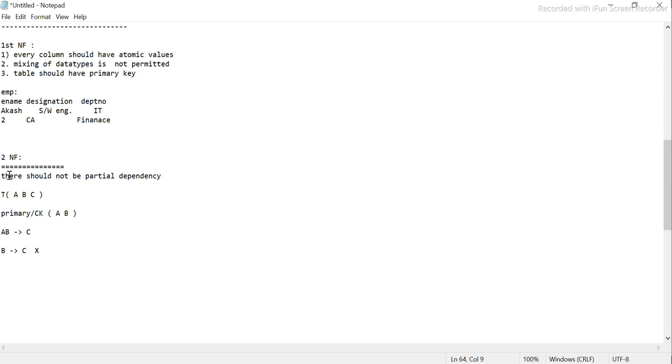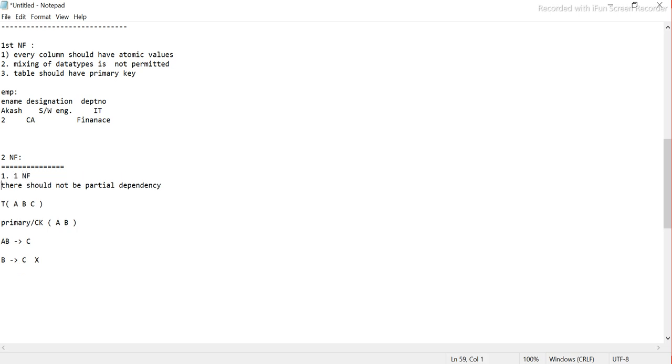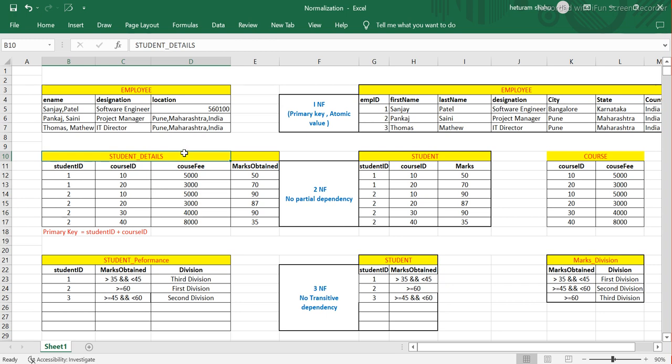The first condition should be, guys, that it should follow 1NF. It should follow first normal form, then only we can check for the second normal form. So it should already be in first normal form, and the second thing is there should not be partial dependency. I am assuming it is already in first normal form because I am going to check whether this is in second normal form or not.